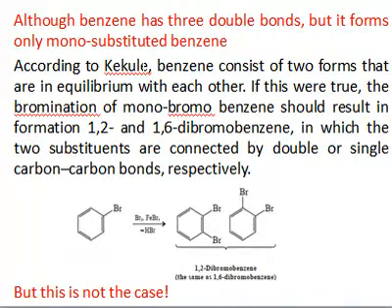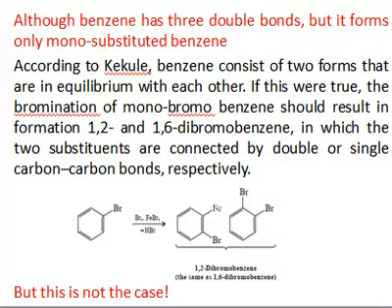So according to Kekulé, benzene consists of 2 forms that are in equilibrium with each other, right? So just remember that when we say 2 things are in equilibrium with each other, it means that both of these forms are real, right? So in case Kekulé was right, then if we carry out the bromination of monobromobenzene, we'll get the isomer in which both bromines will be attached to a double bond like this one, and we will get another isomer in which the bromines are attached to adjacent carbons which are separated by a single bond here, right?